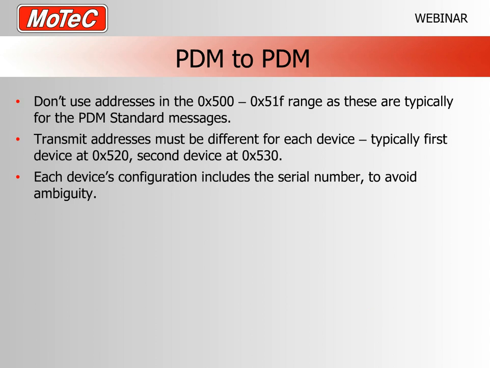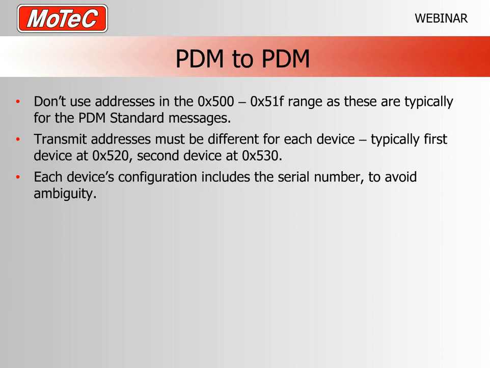Okay, so a couple of things that are worth noting in this case. Firstly, if you're transmitting from one PDM to another, they still need to have matching transmit and receive addresses, but it's best not to use the addresses in the range 500 hexadecimal to 51F. These are the ranges that are used for the standard transmit message that we showed just earlier when we're communicating with an ADL. So although you can use these addresses, it can cause you some form of address clashing if you've got other devices that are using this range, so better to avoid those ranges.